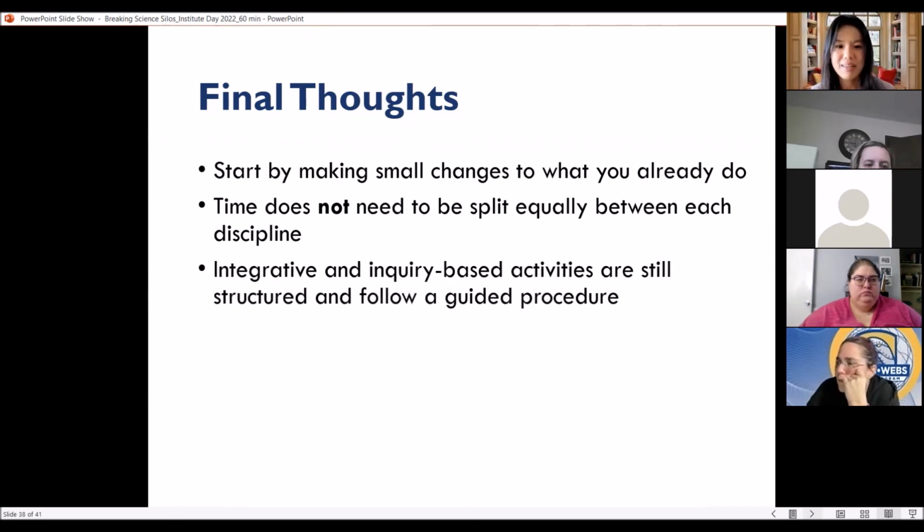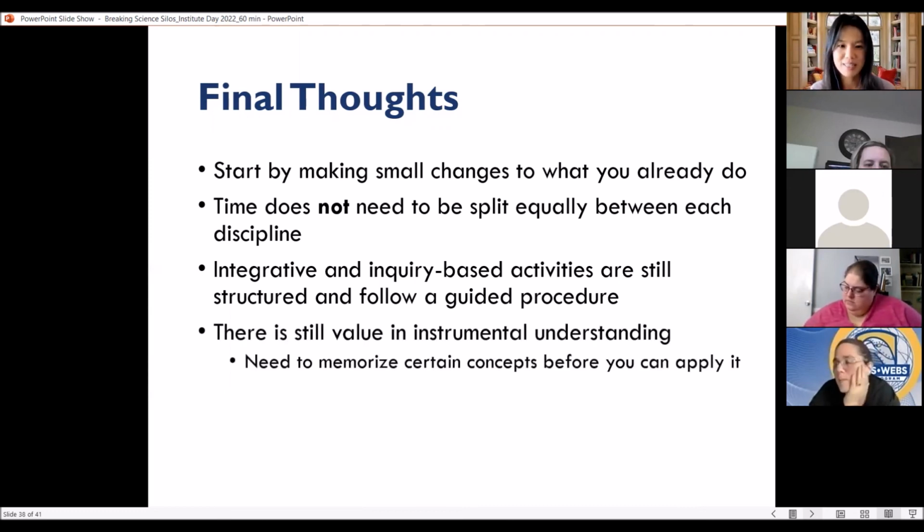The other thing I want to throw out there is that integrative and inquiry-based activities, they're still structured, and you can still make them largely structured and have students follow a guided procedure. The key thing is that you're not giving away what they're supposed to find out, right? But they need enough guidance to, if they're supposed to do a lab, they need to know how to set it up, right? Or at least they need some practice with that before they are capable of designing their own procedure, right? So it's okay to have them still follow a guided procedure. The key thing really is, what analysis questions are you having them answer? How much are you having them analyze their data?